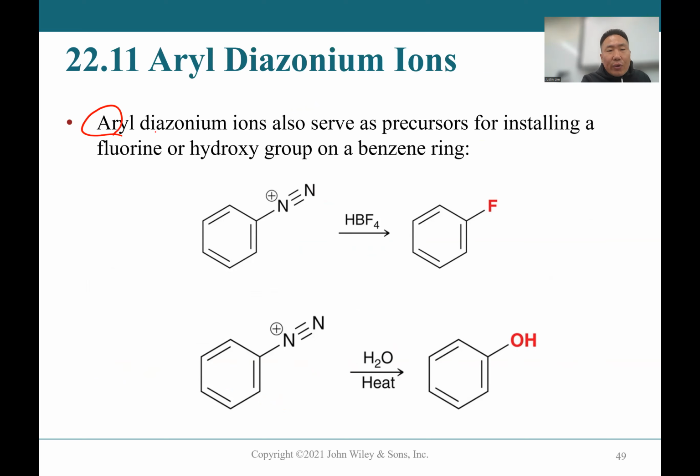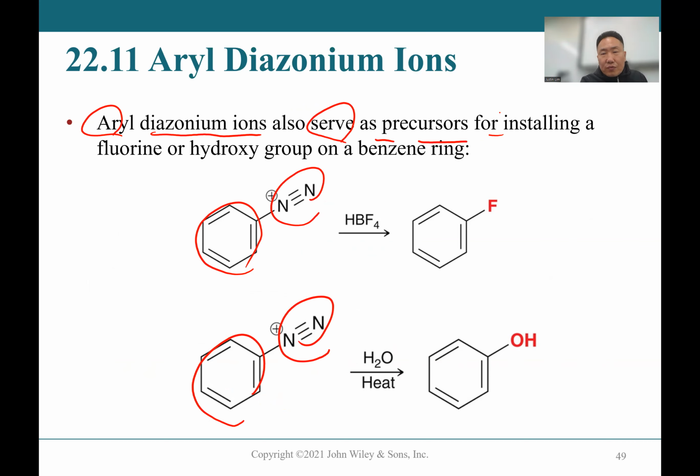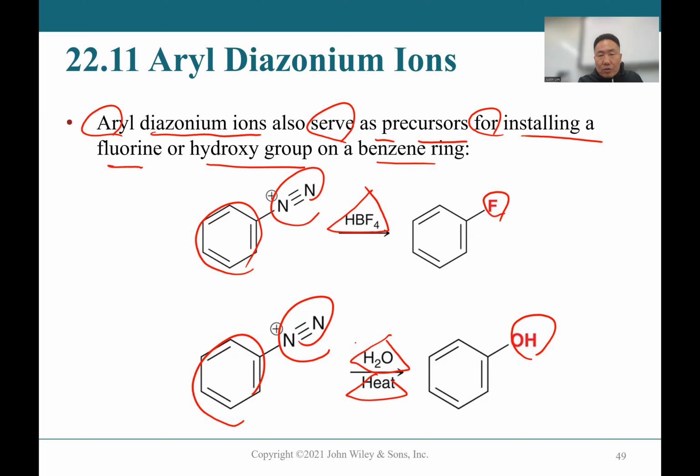The aryl diazonium ion serves as a precursor for installing a fluorine or hydroxyl group on the benzene ring. So it is good to know. When you add HBF4, you can generate the fluorine product. H2O and heat can generate OH here.